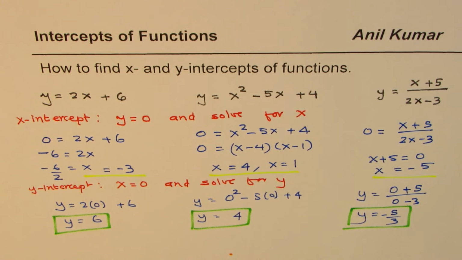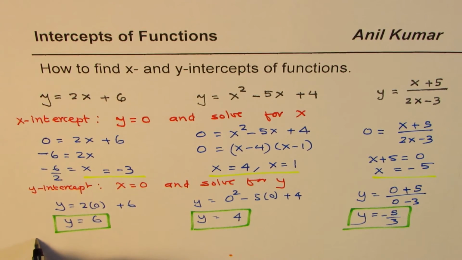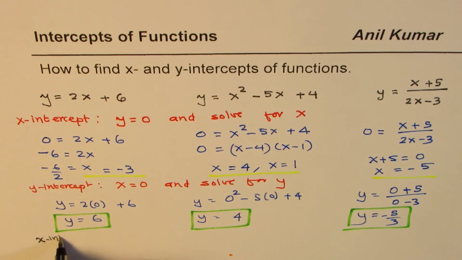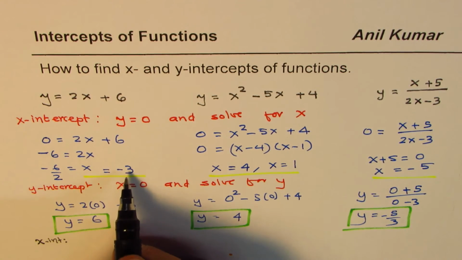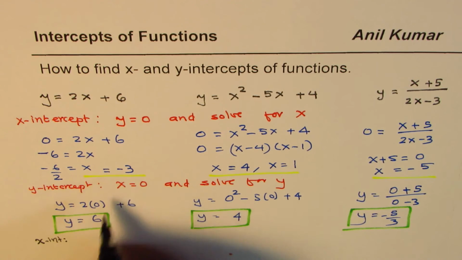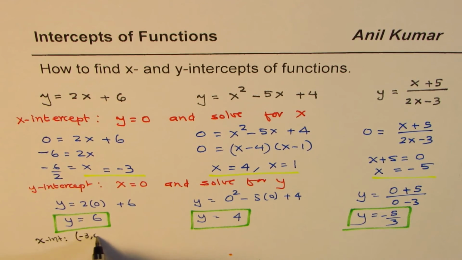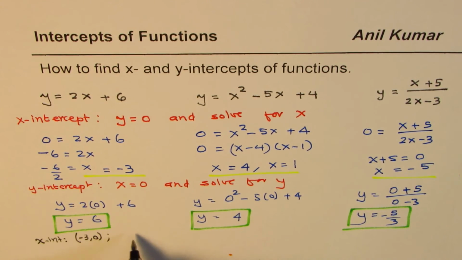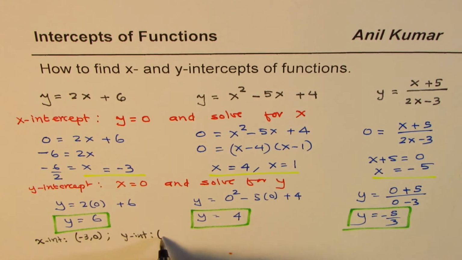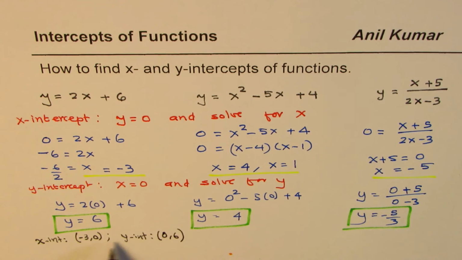So I hope the steps to find x and y-intercepts are absolutely clear. In this case, the x-intercept is minus 3. You could write this as (minus 3, 0). And the y-intercept is at 6, which is (0, 6). So you could also write down coordinate points like this to give x and y intercepts.